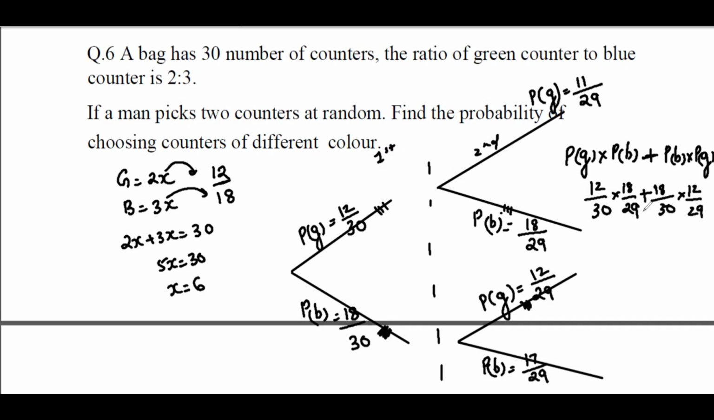So this turns out to be 216 out of 870 plus 216 out of 870. This will give you 648 over 270. This is your final probability. You can simplify it as well or leave it as well.